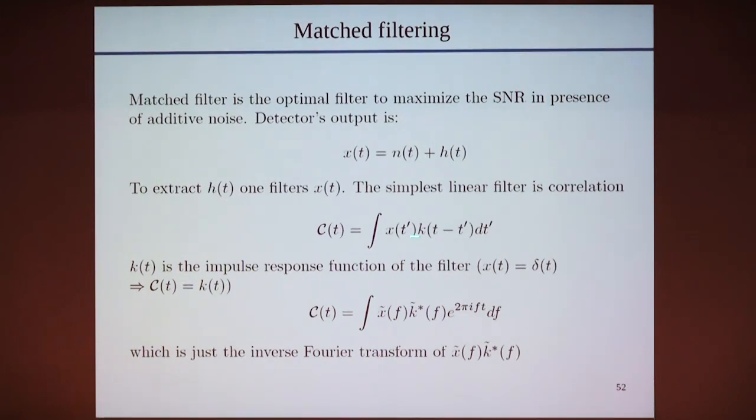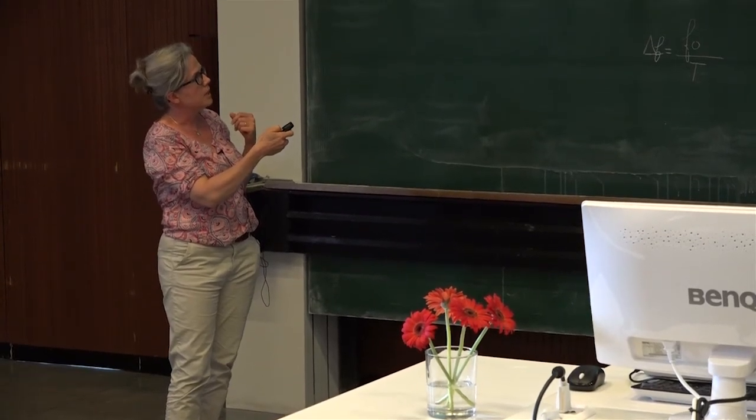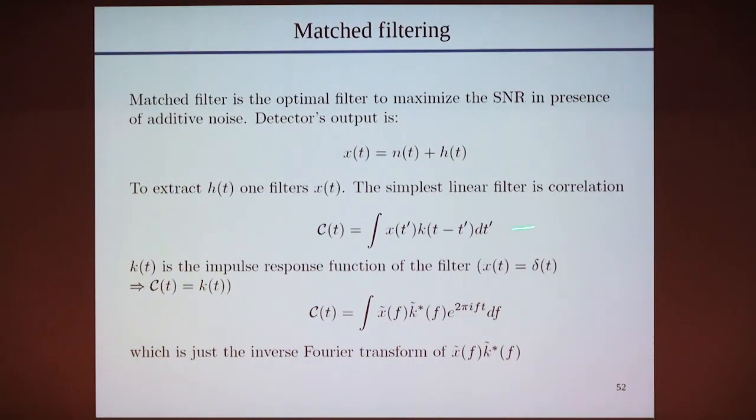And what you will do is autocorrelate, or correlate the data with a filter, K. So X is my data, and I will compute the correlation function of my data with a given function, the filter K of t. So this is in the time domain. The point is, what is the optimal filter that will maximize the correlation function?